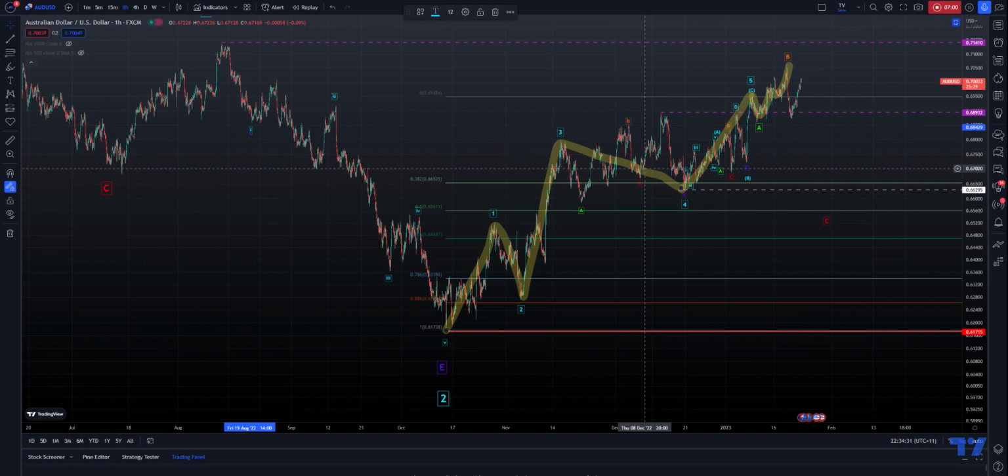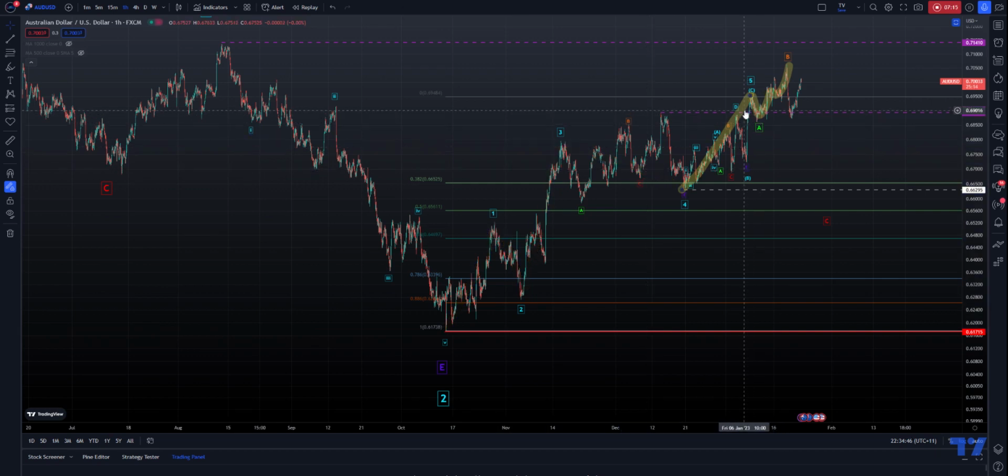But the problem with assuming that because it's weak, it doesn't have potential, is one of those things where if it was to be the start of a wave 3, a lot of people probably wouldn't notice it until it was too late. So that's why I have to bring this idea to you now, at a time where it's still very early for this type of move.